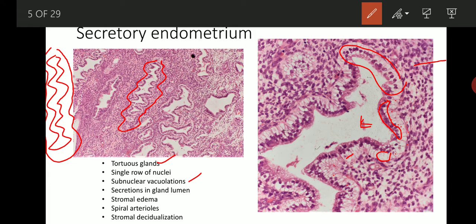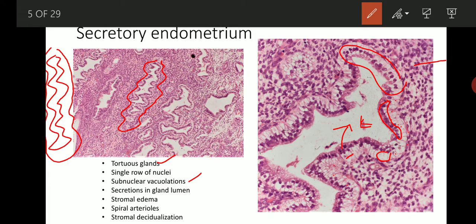As the phase progresses, these vacuoles go above the nucleus and become supranuclear. And finally, in the later stages, the vacuoles get secreted into the lumen as secretions. At that stage, the glandular epithelium changes from tall columnar to low cuboidal and becomes small, because all its secretions are now within the lumen. That happens in the late phases of the mid secretory endometrium.